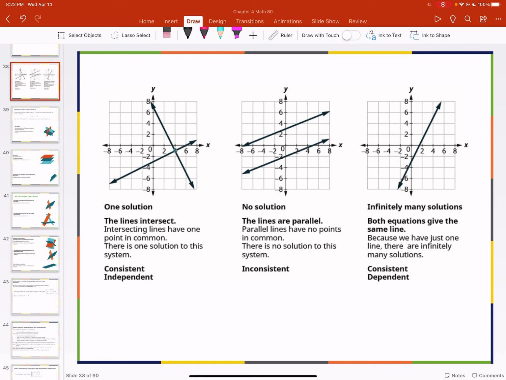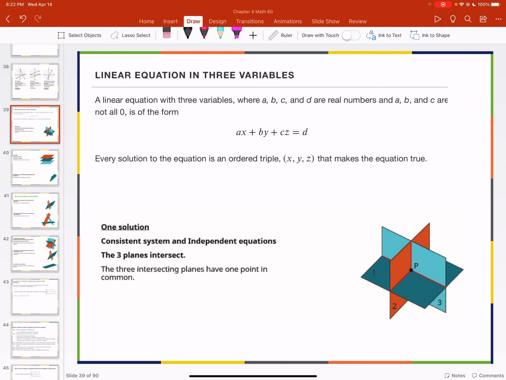Now, when you have 2 equations where the variables are of degree 1, meaning there are no visible exponents, obviously the exponent is 1, they describe lines. So let's say 8x plus 7 equals y. That's a line. Now, if you have a 3 variable equation, you're talking about a plane.